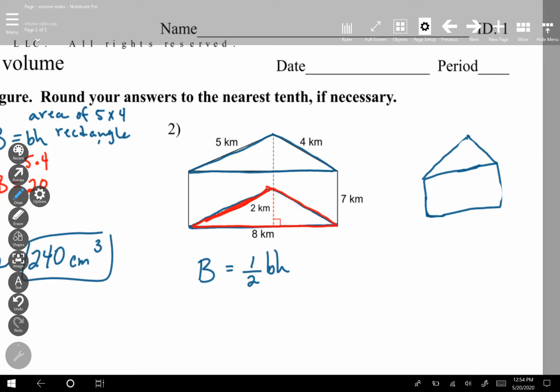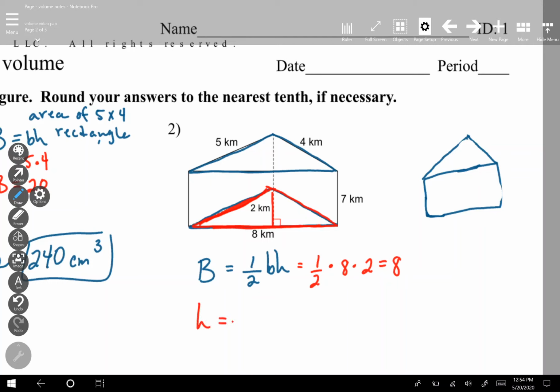So what I need is the base and the height of this triangle. Remember, your base and your height are at a right angle to each other. So I have 1/2 times, and what is the base of my triangle? 8. What is the height of the triangle? 2. So 1/2 times 8 times 2. And you will get 8. So the area of this triangle down here and up there is 8.